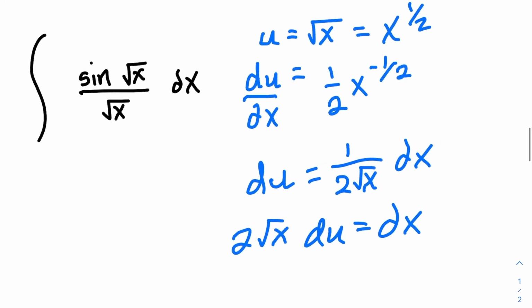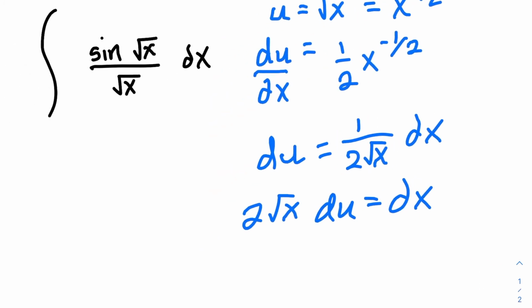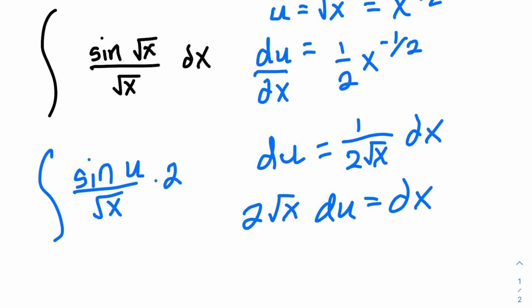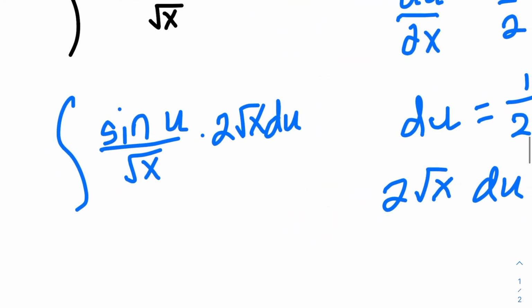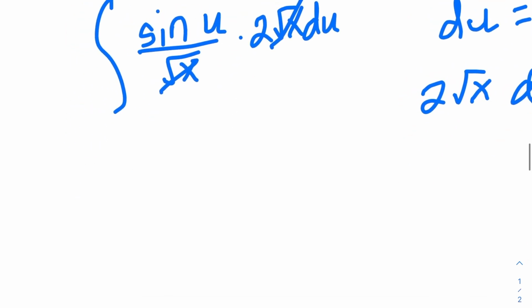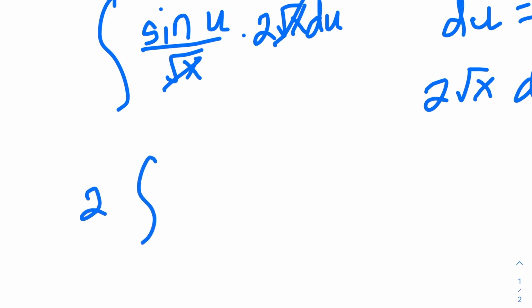All right, so now that we've done that part, let's go ahead and plug everything back in. So that'll give us the integral of sine u over root x, and then times 2 root x du. Let's slide that to the right. And here, our root x's will cancel out. We can pull the 2 out front. And this integral is going to look a lot cleaner for us. So here we have the integral of sine u du.